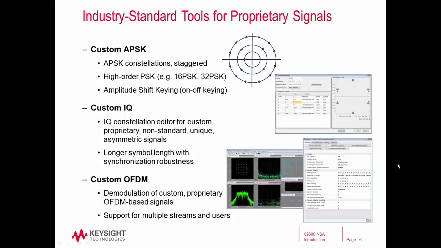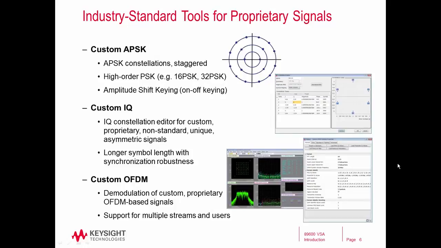For those of you who are using proprietary or non-standard signals, the 89600 VSA software offers several different flexible, customizable demodulators. We have a custom amplitude phase shift keying, or APSK, option, which allows you to define the number of rings for your constellation and then the constellation points on those rings. So this can be used for higher order PSK constellations or on-off keying as well. This has been used by several customers for satellite signals in particular.